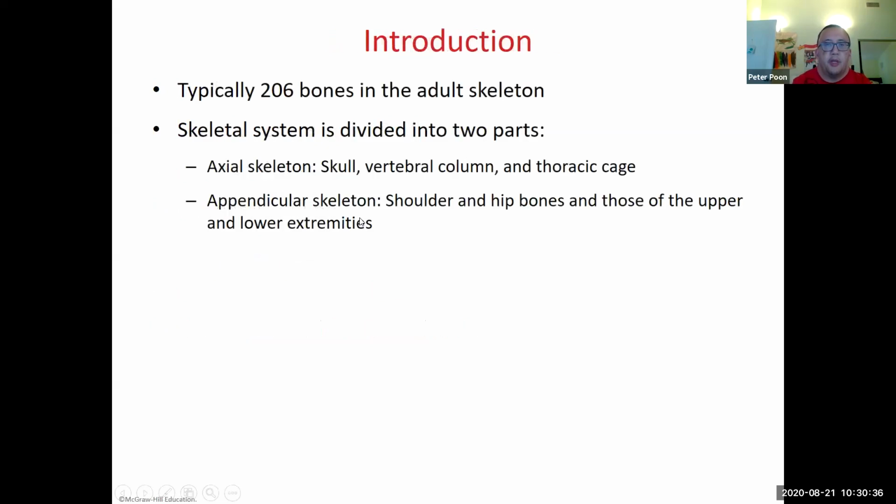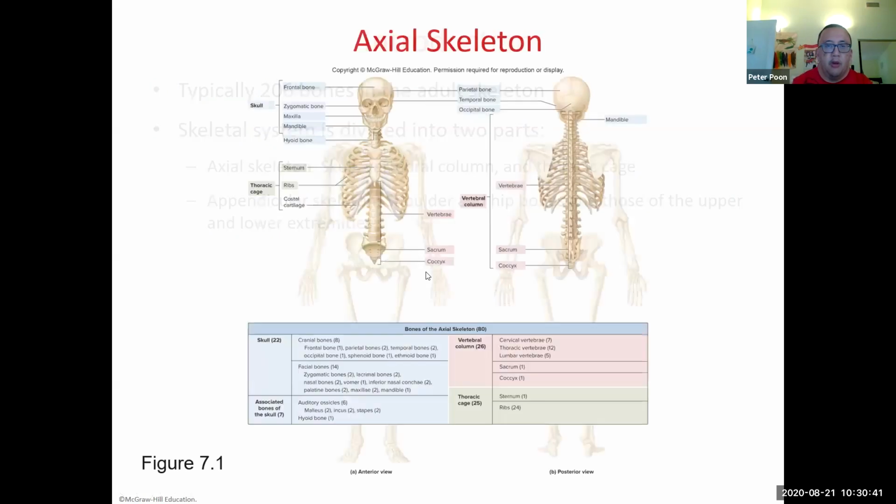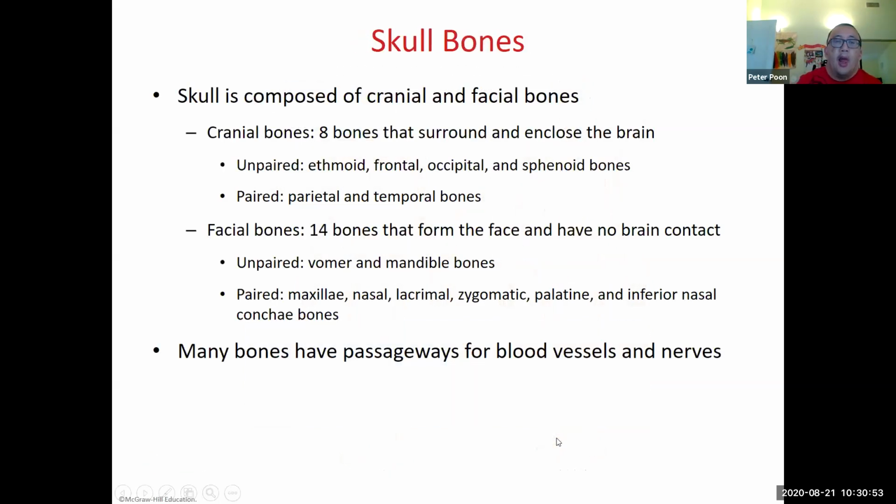Okay. So this part we went over. So we are covering the skull right now. The skull is composed of cranial and facial bones. So cranium, face. The way this is looked at, the cranial bones have 8 bones that surround and enclose the brain.